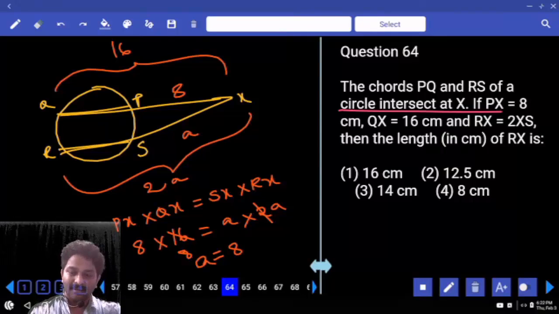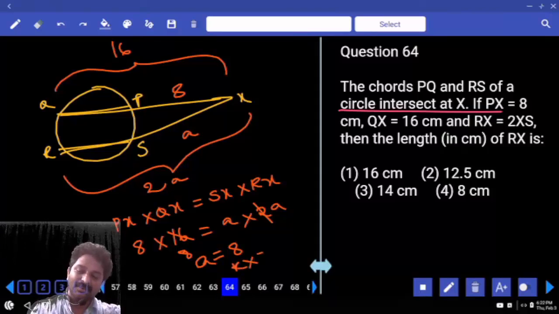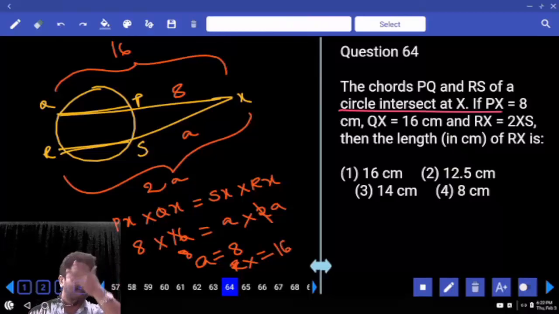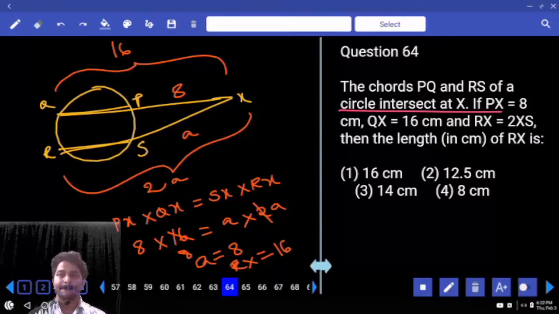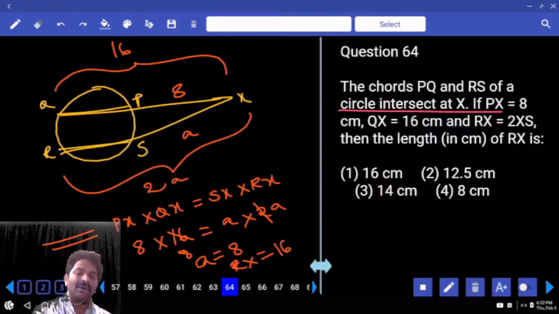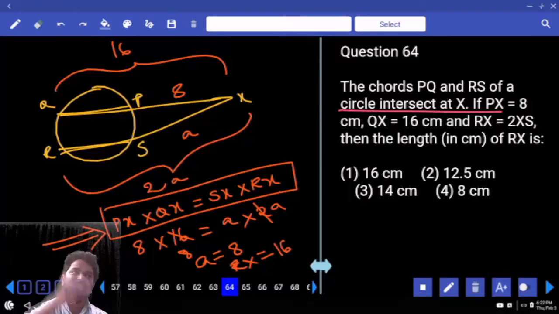Then we were asked to calculate RX. RX is equal to 2A, right? 2A in the sense 16. Two chords with a common intersection should satisfy this rule. You must know this rule. If you don't know this, it is difficult, we cannot do anything about the question.